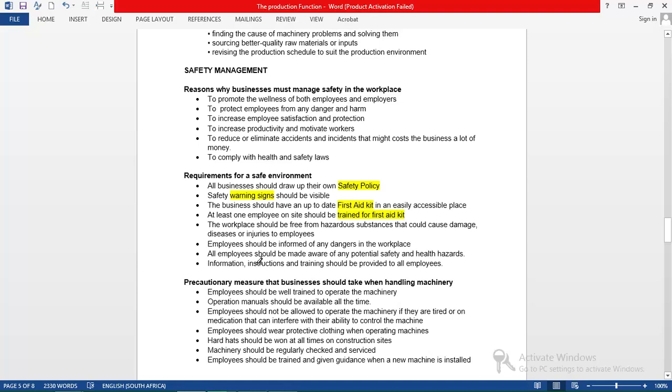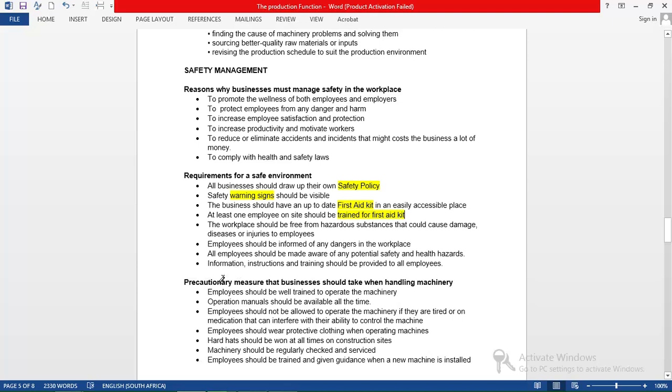And also another requirement is employees should be made aware of any potential safety and health hazards that are there. It's more or less the same as what I was saying. Also, the last thing is information should be given to employees, with instructions and training about dangers in the workplace. You also give them information and training about what to do when there's danger in the workplace, and also training about how to deal with any danger or any injuries in the workplace, right? These are the requirements for a safe environment, right?